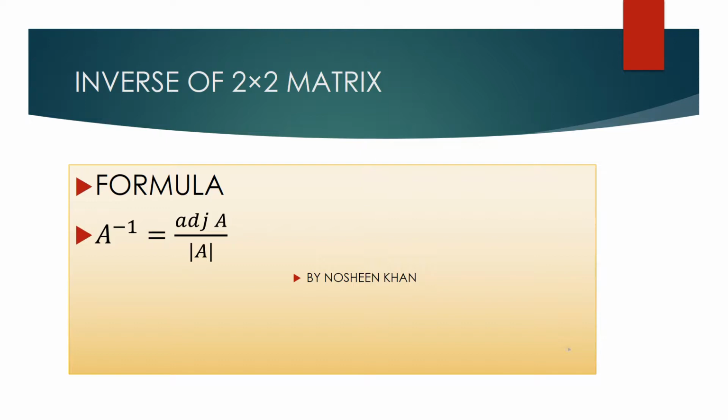Inverse of a 2 cross 2 matrix. You can find the inverse of a 2 cross 2 matrix by the following formula. A inverse is equal to adjoint of A divided by determinant of that matrix.